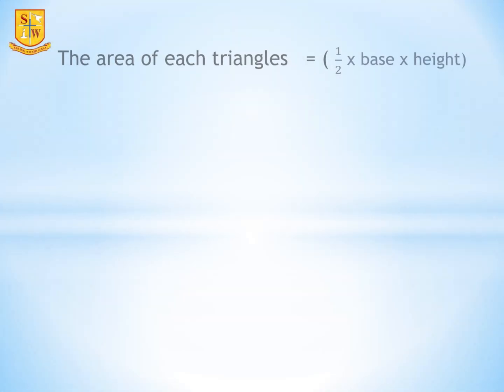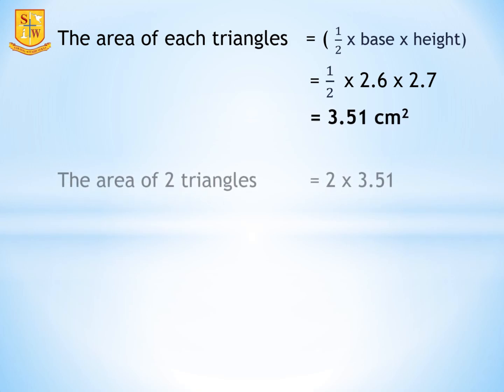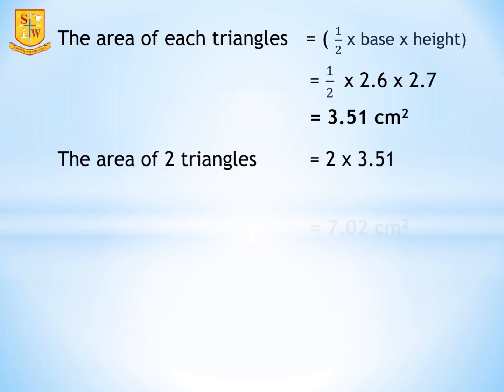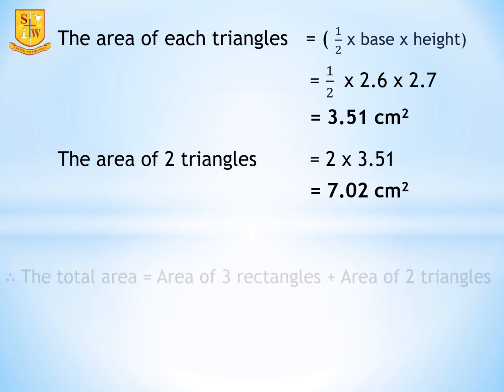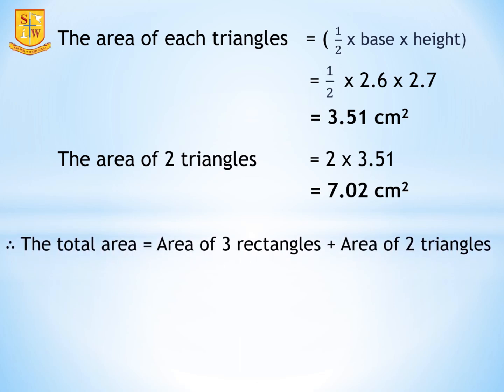The area of each triangle equals 1/2 times base times height, equals 1/2 times 2.6 times 2.7, which equals 3.51 centimeters squared. But since we have two triangles, we multiply 2 times 3.51 equals 7.02 centimeters squared. Therefore, the total area equals the area of three rectangles plus the area of two triangles, which equals 10.4 plus 12 plus 12 plus 7.02. Please pause the video to find the answer.